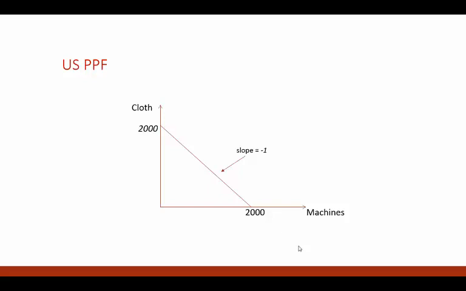The graphical depiction of this is shown for the United States, where we have solved for the intercept values as 2,000 yards of cloth and 2,000 machines. The slope of the PPF is 1, that is, the opportunity cost of a machine is 1, or precisely, the opportunity cost of a machine is a yard of cloth.